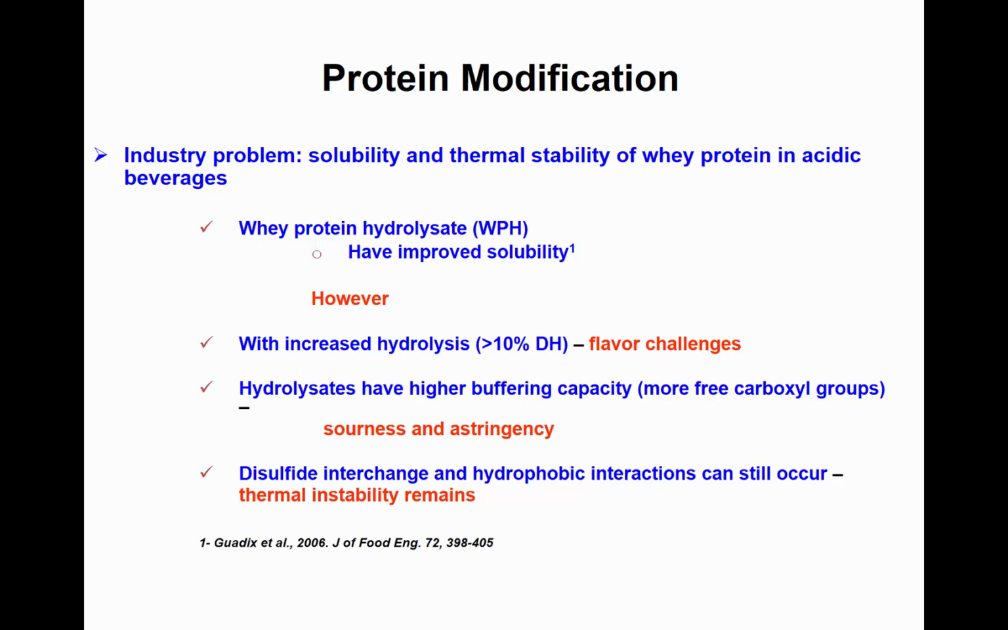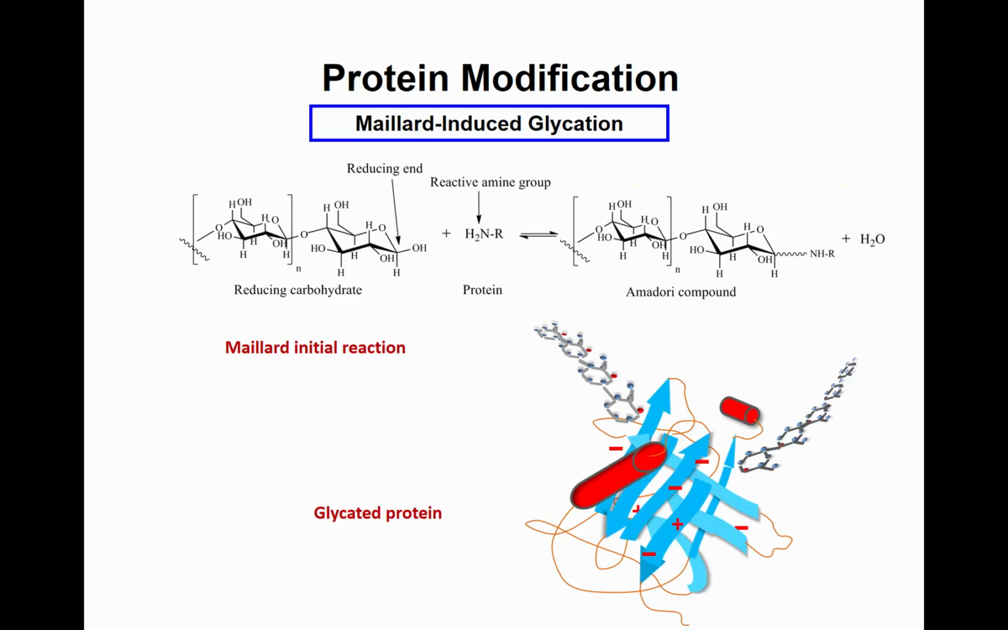And also they found that over storage you still get those disulfide linkages, the hydrophobic interaction, the precipitation over time. So really this did not solve the problem or enhance shelf life or reduce sourness or astringency. This is the famous research. Glycation. So far, research-wise, this is promising. Industry-wise, we're not there yet.